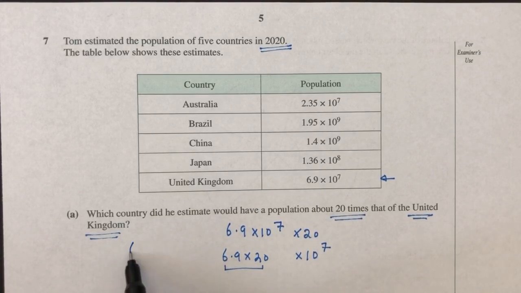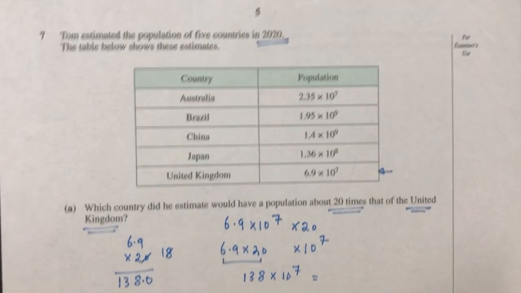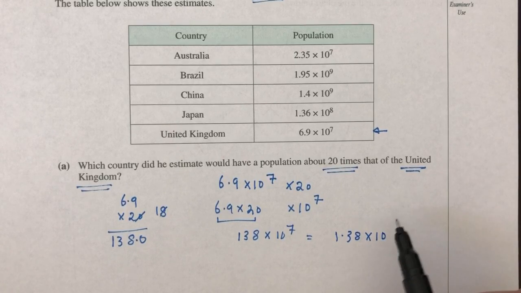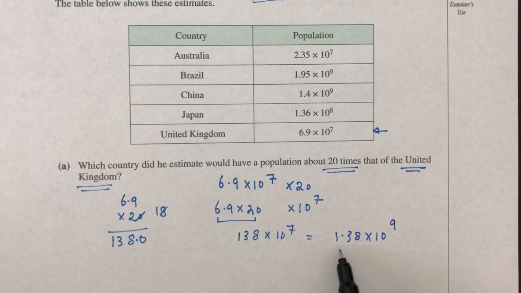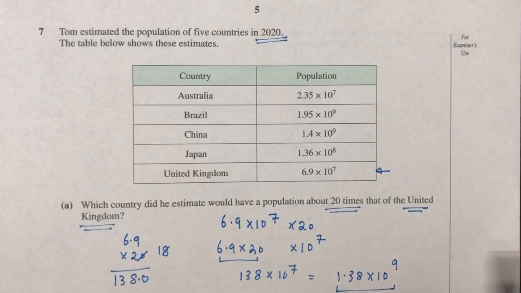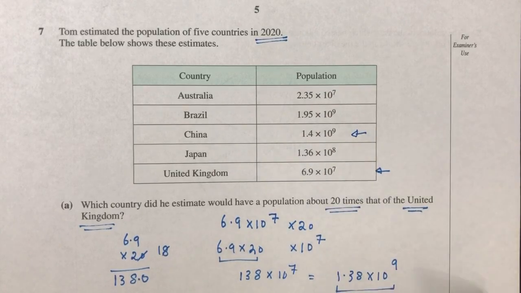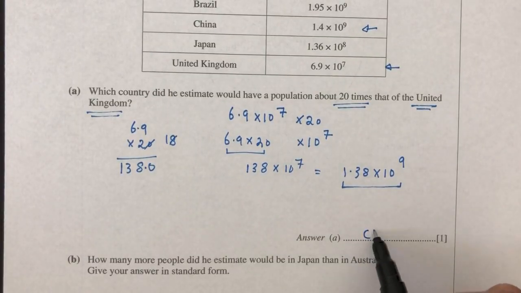So 6.9 times 20 will be 138, with 1 decimal place, so 138 times 10 power 7. In standard form, that will be 1.38 times 10 power 9. So which country has approximately this population? 1.38 times 10 power 9. This one, China, 1.4, right? So this is your answer here, which is China.